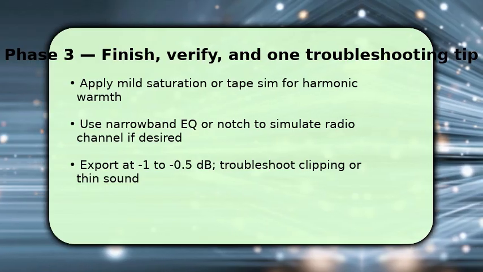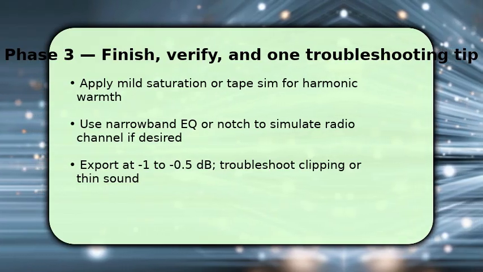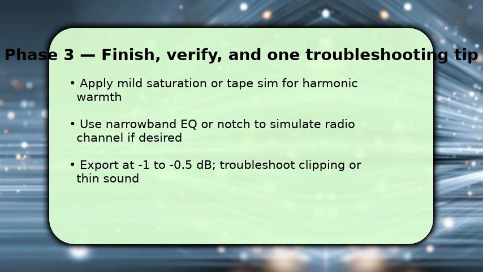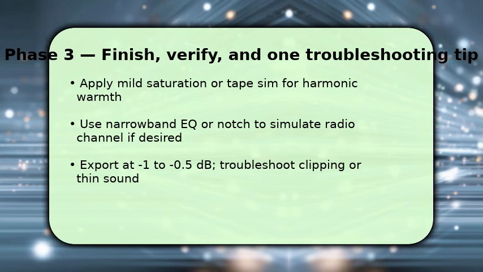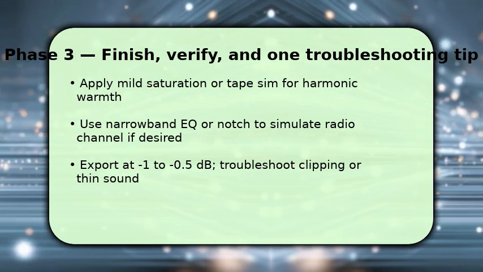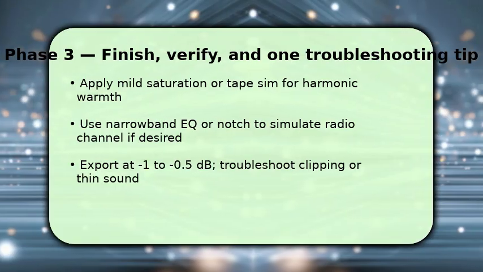Once satisfied, master the track and export with a ceiling at about -1 to -0.5 dB. If it sounds thin, reduce high pass or dial back aggressive filtering. If distorted, lower input or reduce saturation.